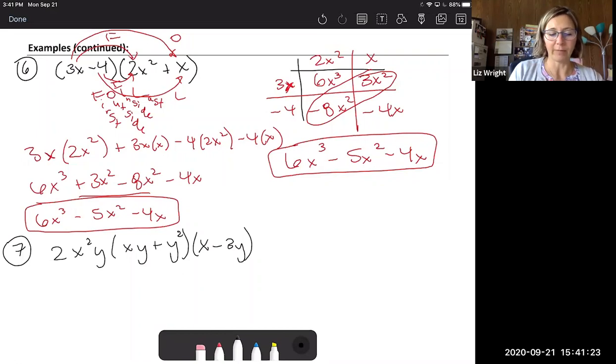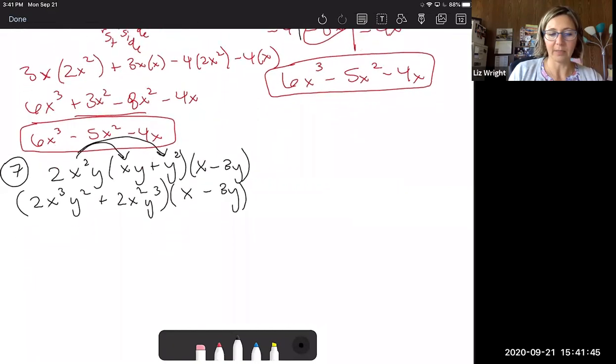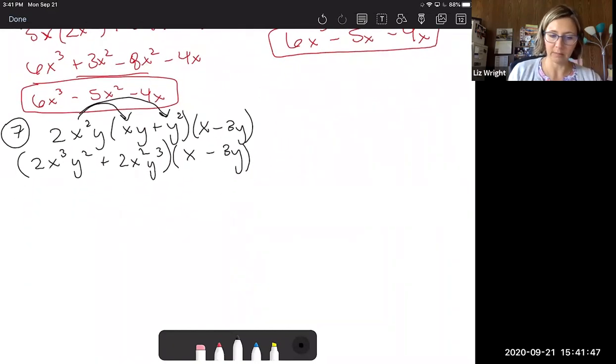I'm just going to work from the left to the right. So here I'm going to take this and we're going to multiply it by this. So then we're going to get 2x to the 3rd y squared plus 2x squared y to the third. That's now going to go as a binomial, and I've got to multiply it by x minus 3y. I'm going to move this up and give myself a little bit more space.